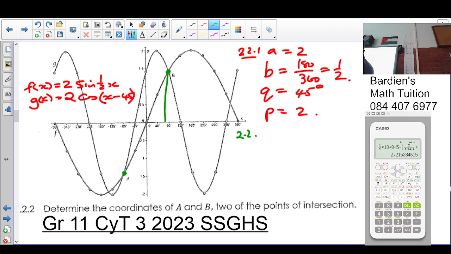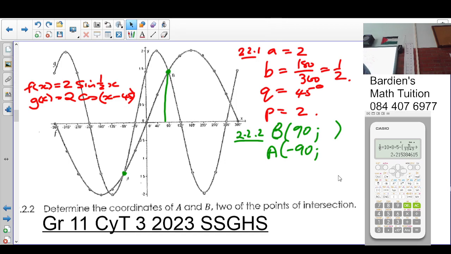Okay. So 2.2.2, as you can see, it's 90. So B is going to be 90 and some y value, and then A is going to be minus 90 and some y value. How do you get the corresponding value? You sub it into the calculator.